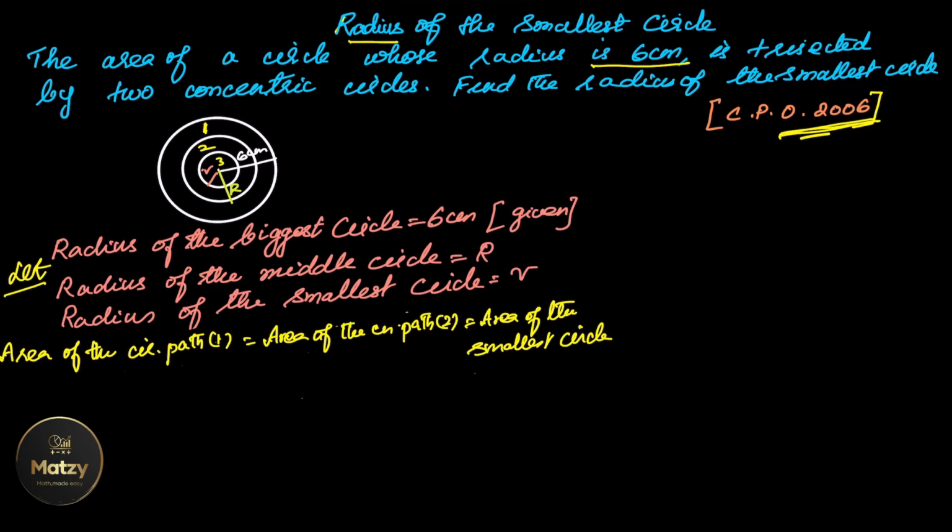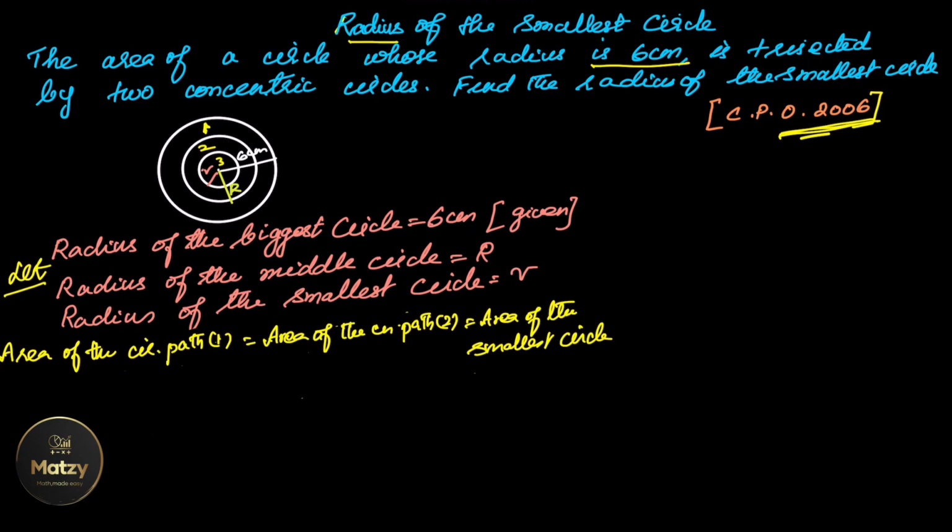That means the area of the circular path 1, I have marked that area, is equal to the area of the circular path 2, is equal to the area of the smallest circle. That is the meaning of this problem. We have to find the radius of the smallest circle. To do the sum, the radius of the biggest circle is given as 6 centimeters. Let us take the radius of the middle circle as capital R, and the radius of the smaller circle as small r.